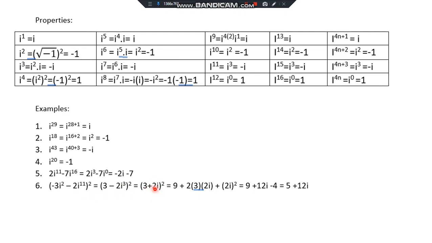So now we have (a plus b) squared. So it's a squared plus 2ab, 2 times 3 times 2i, plus b squared. b squared, that is 4i squared. 4i squared is minus 4. So 9 minus 4 is 5, and plus 12i. This is the real part, and this is the imaginary part.